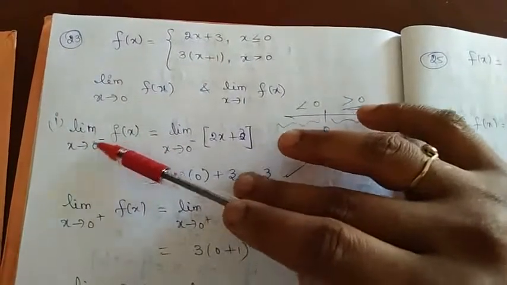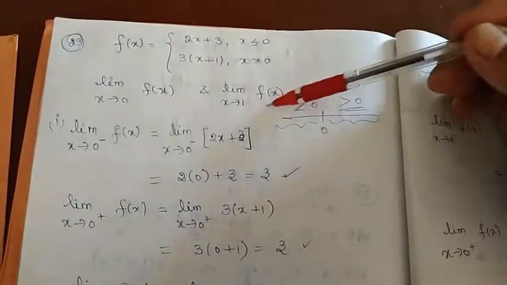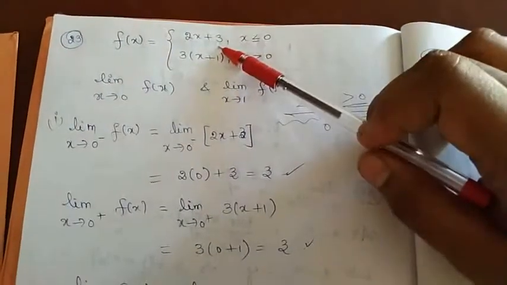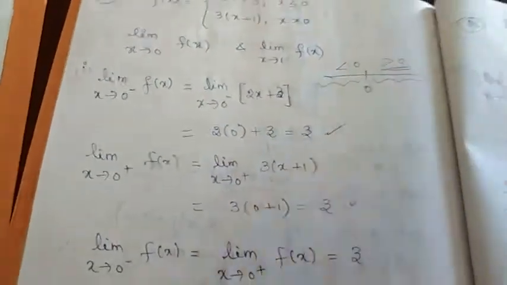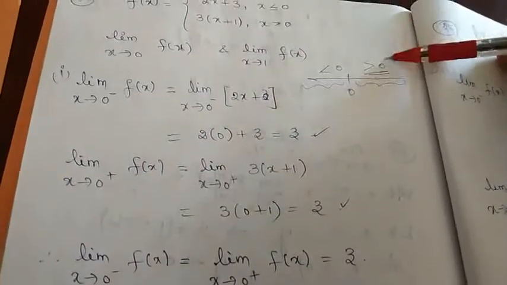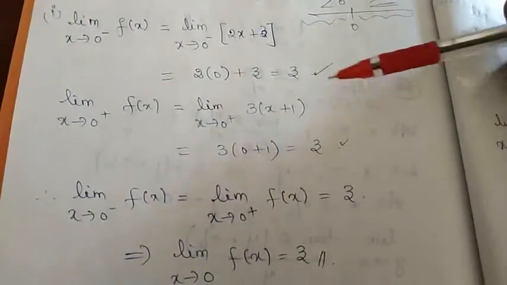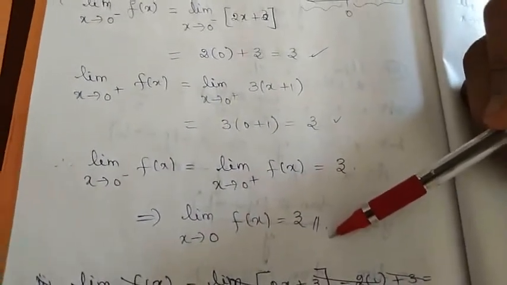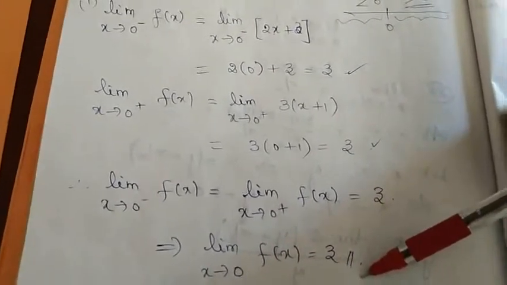Limit x tends to 0 minus f of x, which is nothing but left hand limit, means from the left hand side it approaches 0, which means less than 0. For less than 0, the function is defined as 2x plus 3. So 2x plus 3, if we apply the limit, we got 3. Right hand limit means from the right hand side it approaches 0, which means greater than 0. Greater than 0, the function is defined as 3 into x plus 1. So we got 3. So both right hand and left hand limit exist. Both are equal to 3 and hence the limit of the function will exist at 0 and it is nothing but 3. Right? Hope you got it.